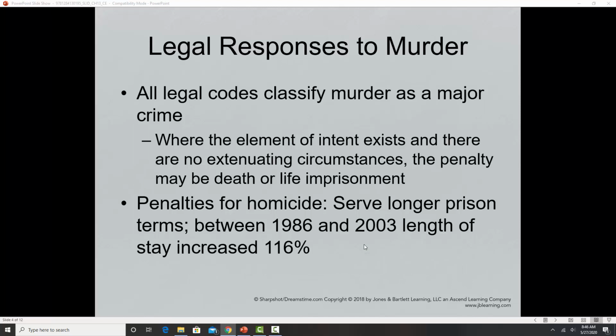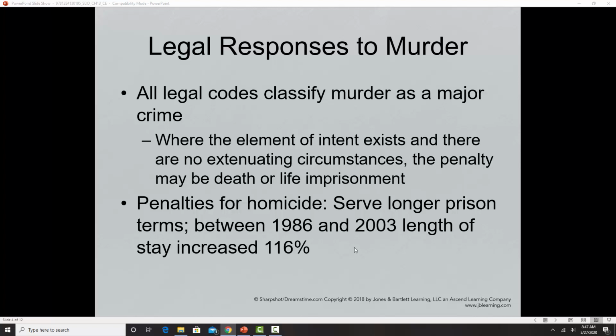The legal response to murder, all legal codes classify murder as a major crime. It is classified as part of the violent crime rate in the Uniform Crime Rate. And again, every state is a little bit different in terms of the first degree, the second degree, the premeditation. Penalties for homicide, you are going to serve a longer prison term these days than you did in the 1980s or 1970s. On average, your textbook says about 22 years.